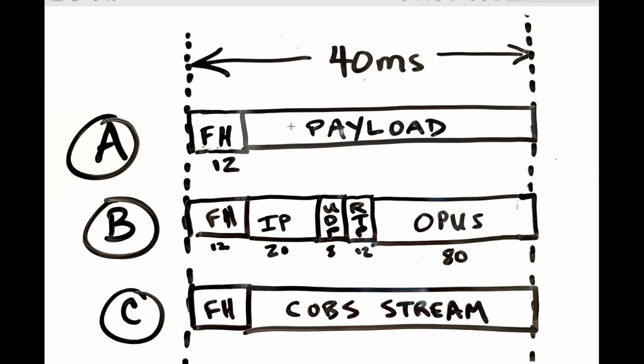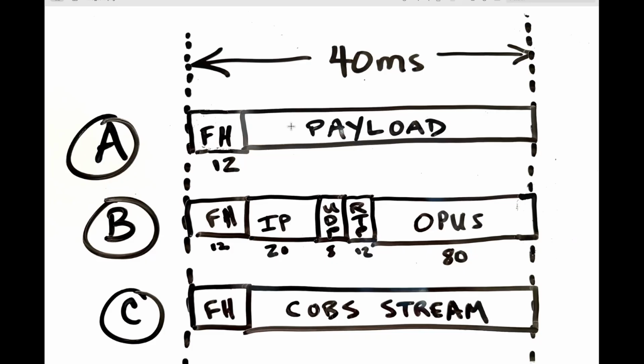Now if you look at row B, this is a breakdown of what a typical Opus voice packet would look like in this system. It has the frame header. It also has network headers, the IP, UDP, RTP, which would typically wrap an Opus packet if it were being sent over the internet or over wires, anything besides Opulent Voice. And we've chosen to adopt that protocol, even though the overhead is a little bit onerous, so that we can be interoperable directly with all these other things.